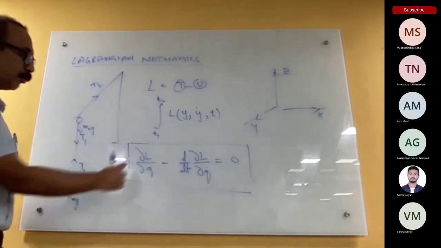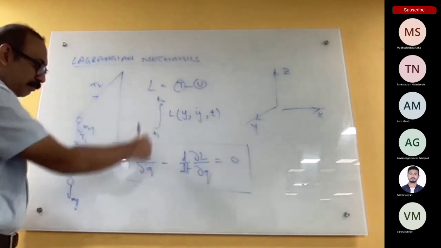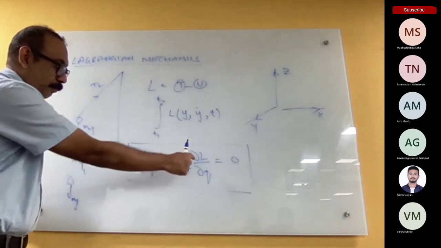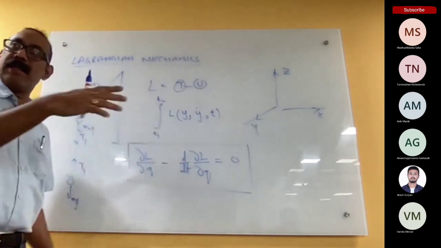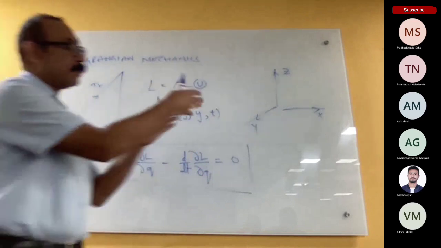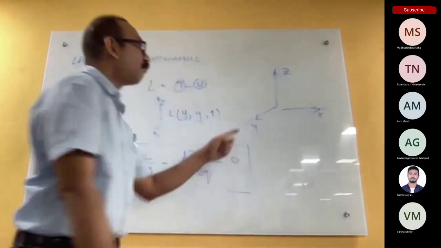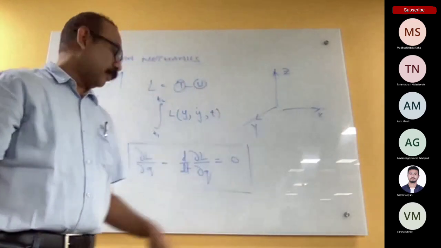So if you have x, y, z, this should be the partial derivative of the Lagrangian with respect to x, minus the derivative of the partial derivative with respect to the first derivative of x, equals 0. Similarly, that will describe its movement in the x direction. Similarly for y, similarly for z.